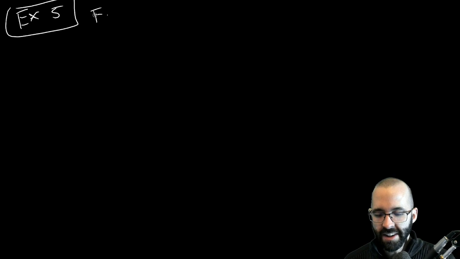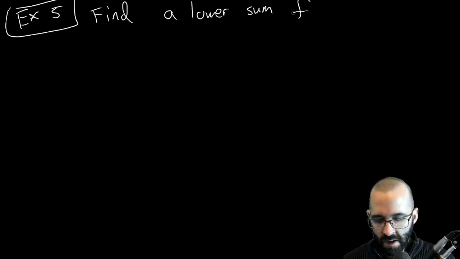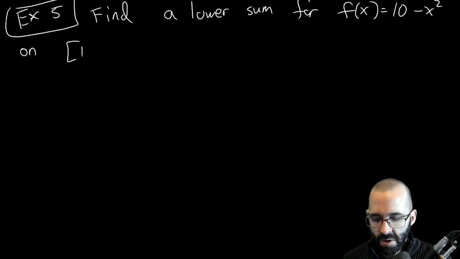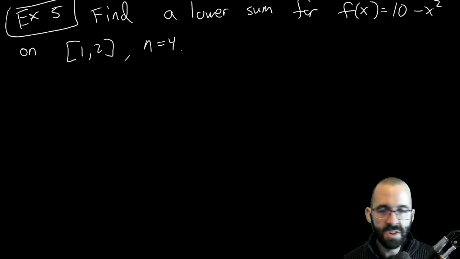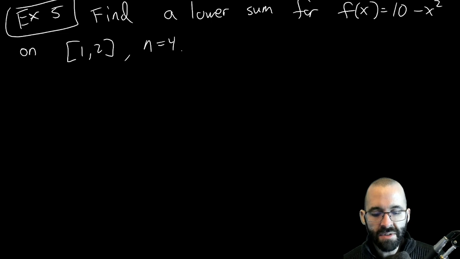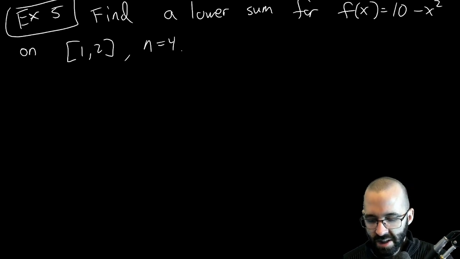Find a lower sum for the function f of x equals 10 minus x squared on the interval 1 to 2 with n equals 4. All right, so we're just going to draw a picture, and it's almost exactly like the video before, but this time we have to make sure that we're only getting the lower approximations. We want the rectangles to be as short as possible in each interval.